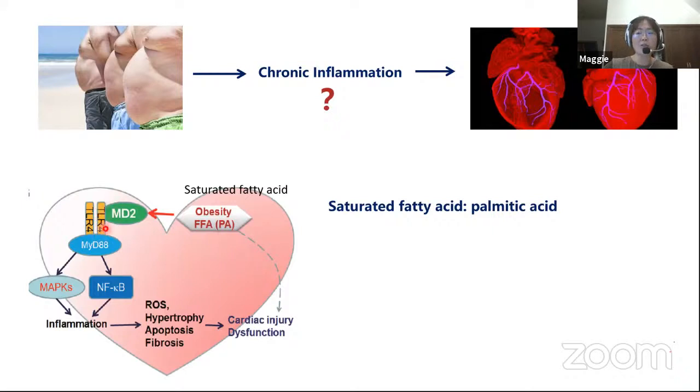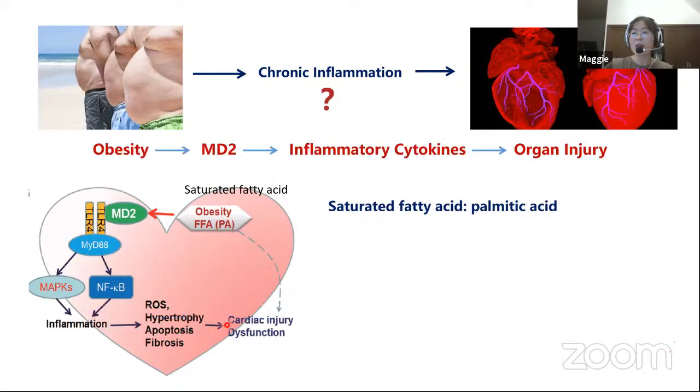The activation of this signaling pathway can activate the downstream signaling pathway and then cause inflammation, causing inflammatory cytokine expression in the heart, which can cause apoptosis, fibrosis, hypertrophy, and increase the reactive oxygen species in the heart. All of this can injure our heart and cause cardiac dysfunction. So this is the mechanism we found in our basic research.